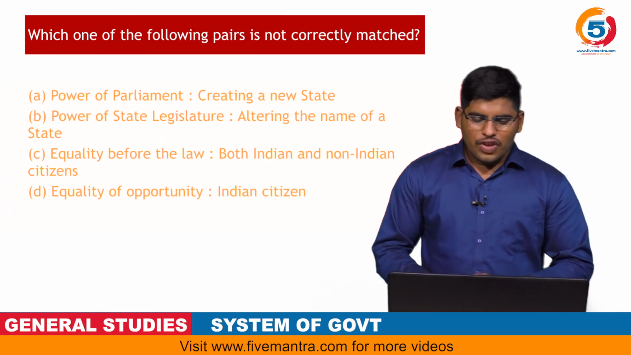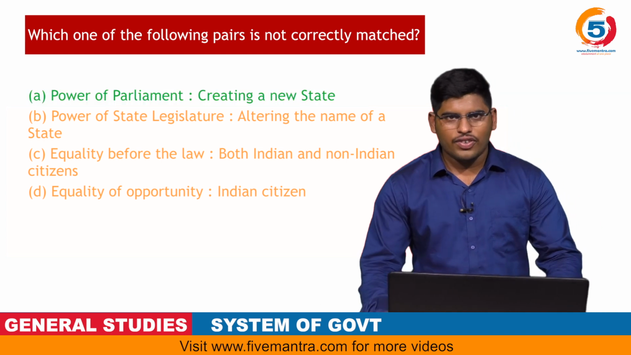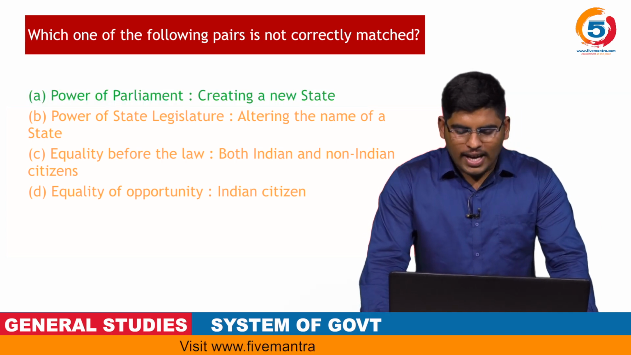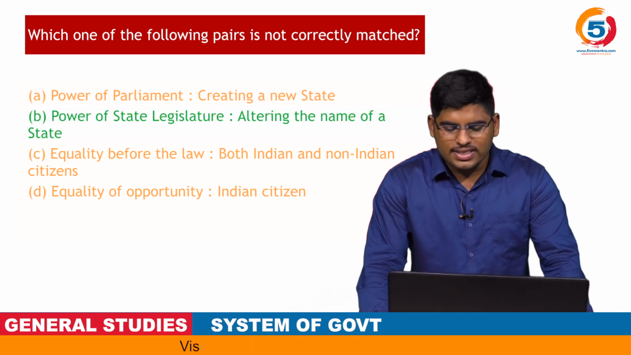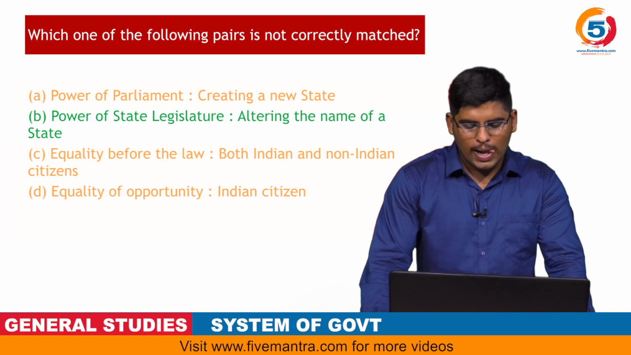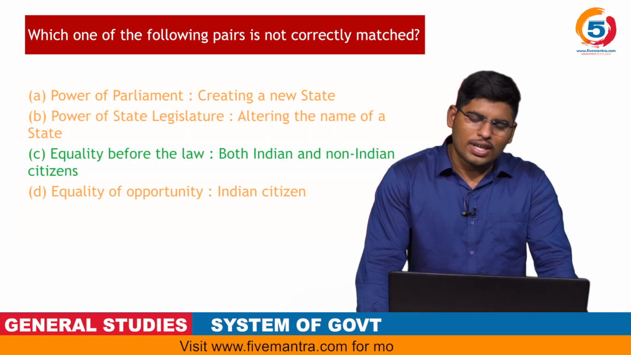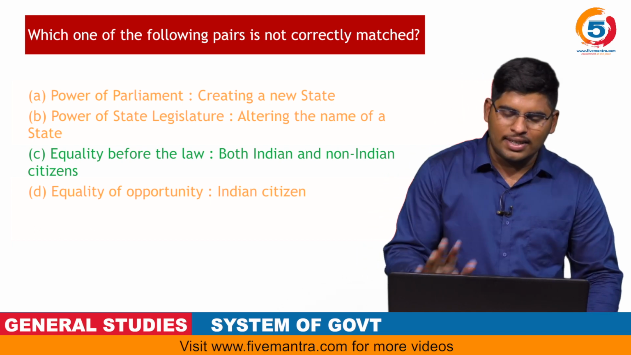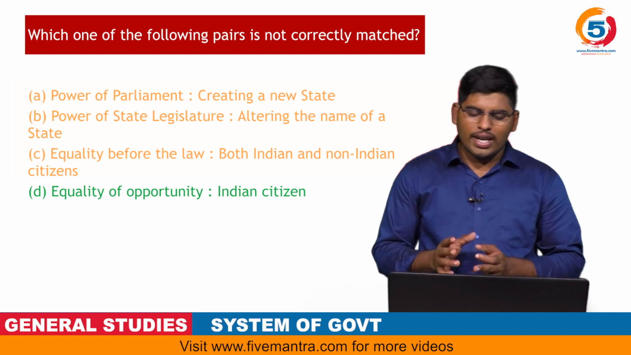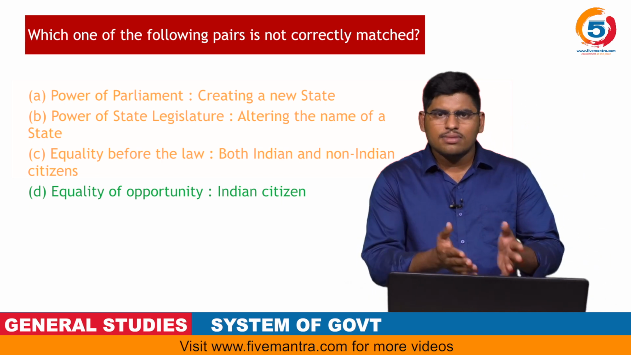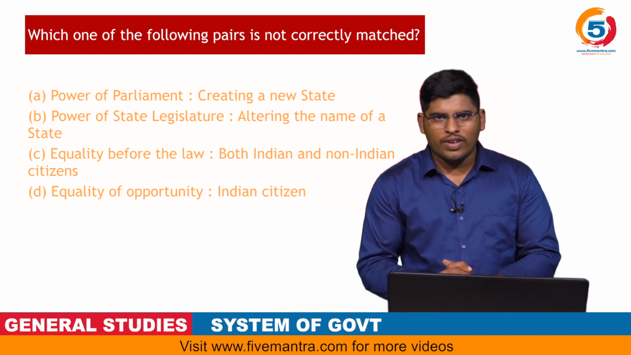And the next question is, which one of the following pairs is not correctly matched? First option, power of Parliament to create a new state. Second option, power of state legislature to alter the name of the state. Third option, equality before the law. It will be applied to both Indian and non-Indian citizens. Last option, the equality of opportunity, that is, it is applied to Indian citizens. So which is not correctly matched? You have to sense it out.